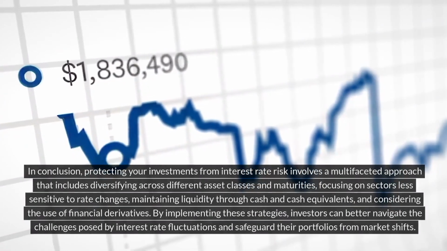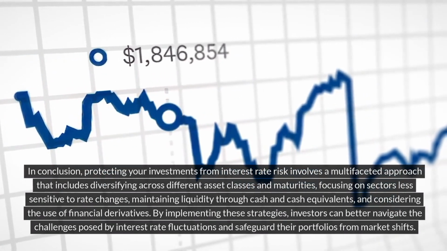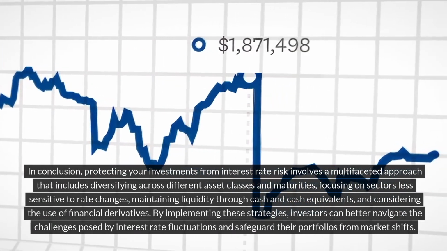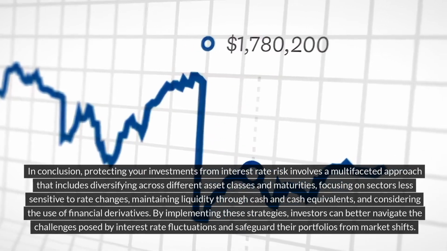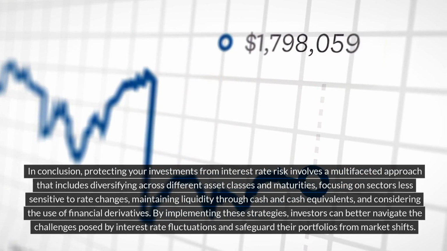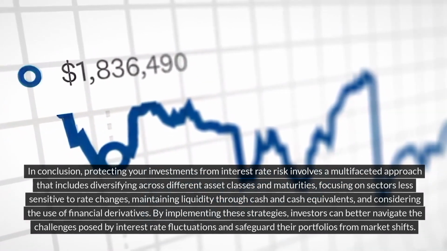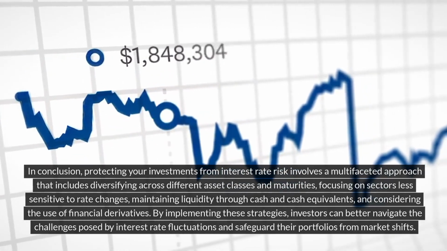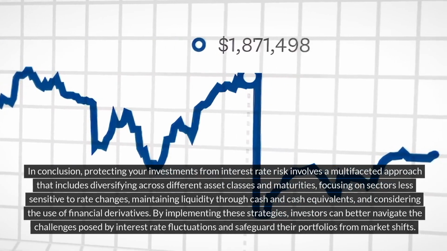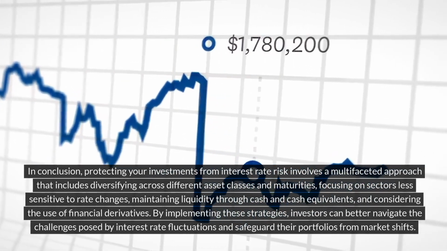In conclusion, protecting your investments from interest rate risk involves a multifaceted approach that includes diversifying across different asset classes and maturities, focusing on sectors less sensitive to rate changes, maintaining liquidity through cash and cash equivalents, and considering the use of financial derivatives. By implementing these strategies, investors can better navigate the challenges posed by interest rate fluctuations and safeguard their portfolios from market shifts.